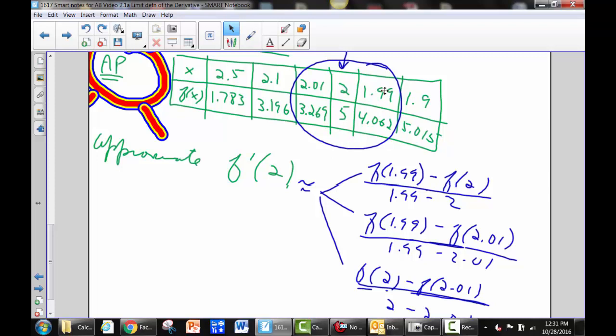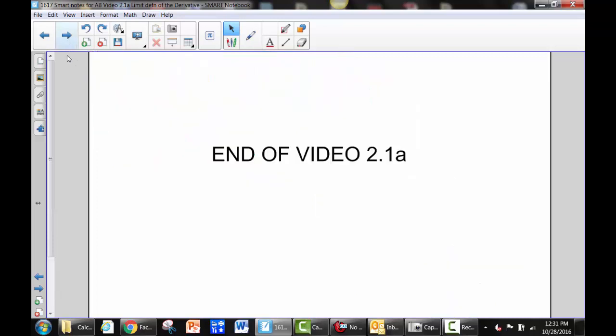If you use these 2 points, it's f of 1.99 minus f of 2 over 1.99 minus 2. And of course f of 1.99 is given and f of 2 is given. Or you could use these 2 points here, the one to the left and the one to the right, or you could use these 2 points right here. So I will ask that on the next test. And that's the end of video 2.1a.